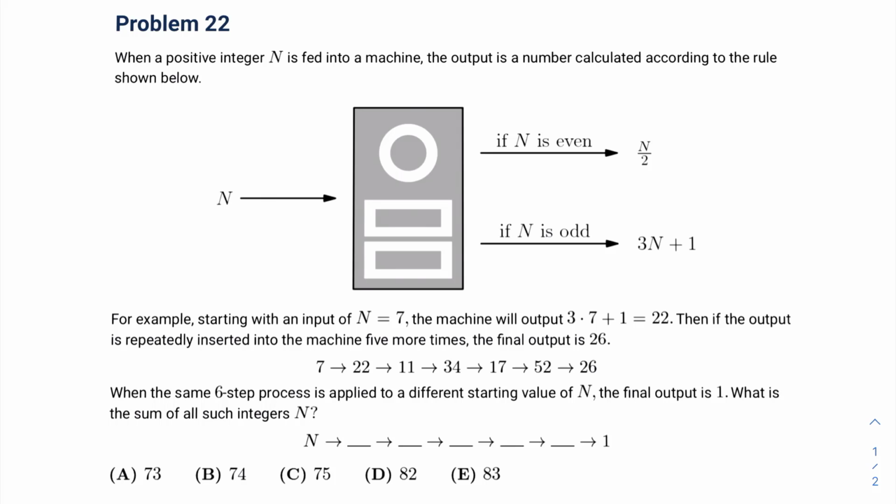When the same 6-step process is applied to a different starting value of n, the final output is 1. What is the sum of all such integers n?